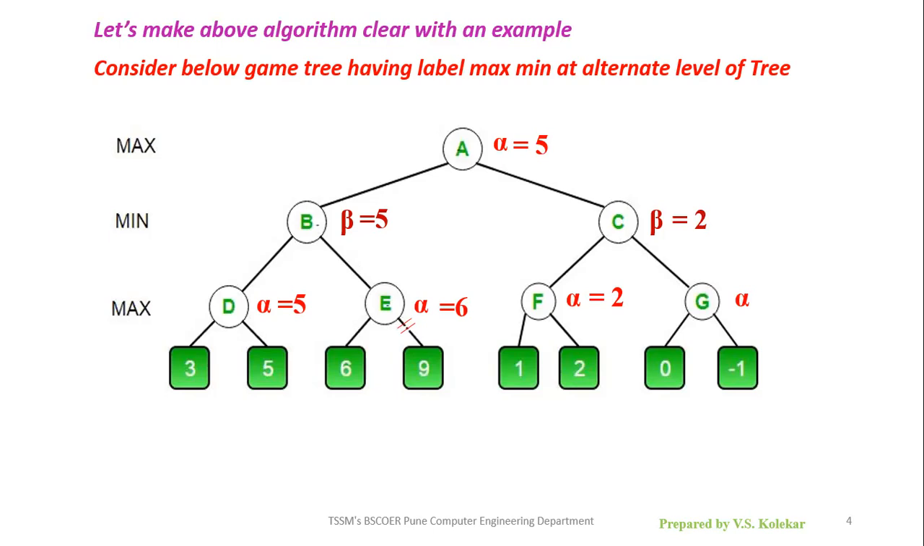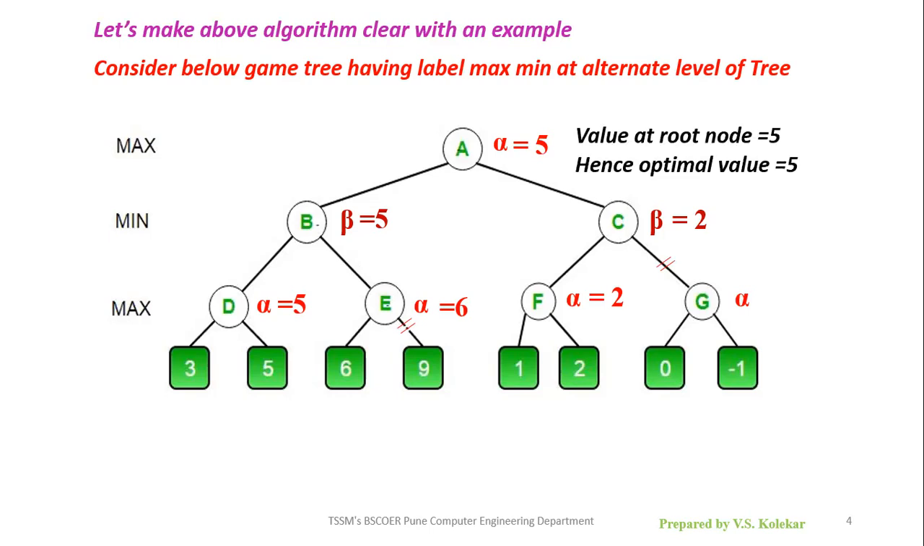Now at the root node A, the label is max. So here at the root node, the alpha value can be greater than 5, not less than 5. So here at node C, the actual beta value is 2, less than 5. But only if the value is greater than 5 can we go to node 6. But actually the value is less than 2, less than 5. That's why the right subtree of node C need not be searched. So it is called alpha beta pruning at node C.